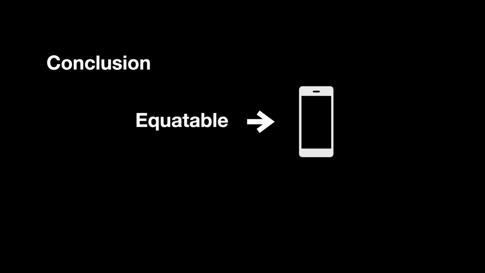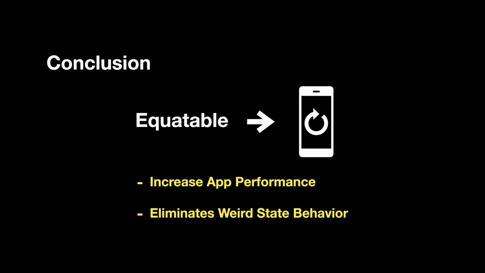In conclusion, Equatable is crucial in Flutter model classes as it controls if widgets should rebuild. Making good use of equality check would highly increase app performance and, most importantly, eliminate weird state behavior.